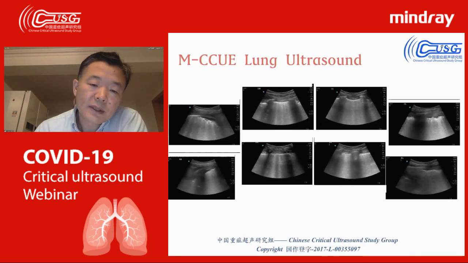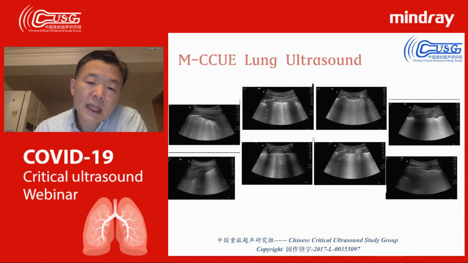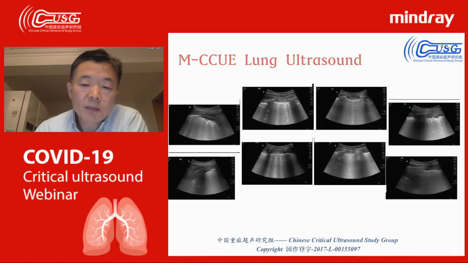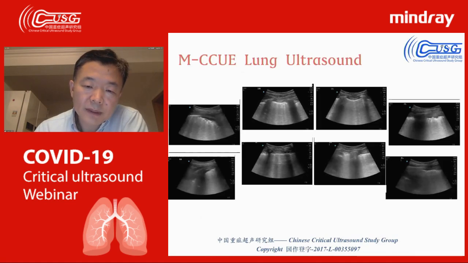But until now, you see the patient's lung has diffused B lines. Because the CT scan showed us that condition, they didn't do the back part of the ultrasound of the lung.